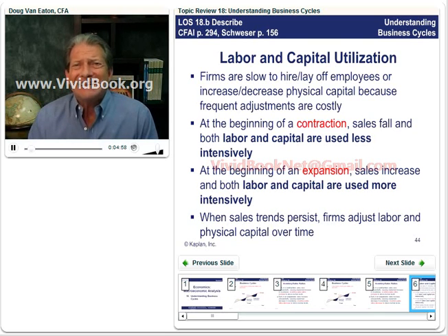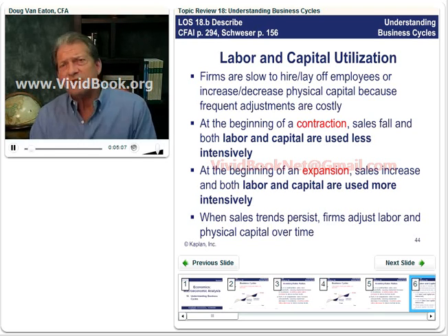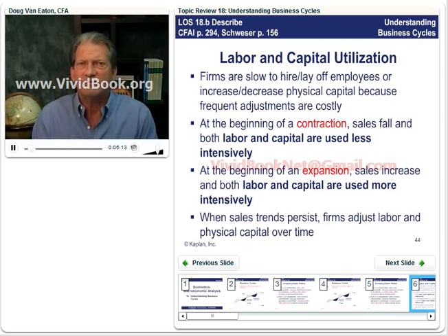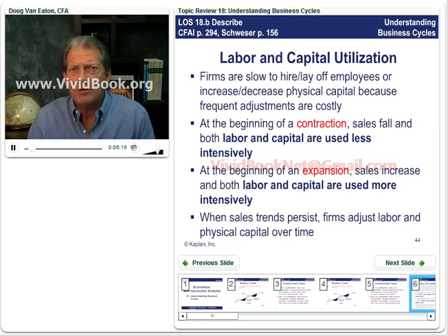So at the beginning of a contraction, sales fall. Well, both labor and capital are used less intensively. There's a statistic that comes out, manufacturing hours worked per week. That would be an example of the intensity with which we're using labor.